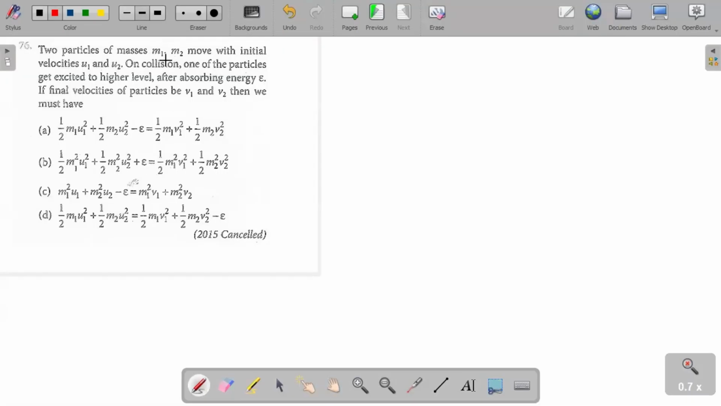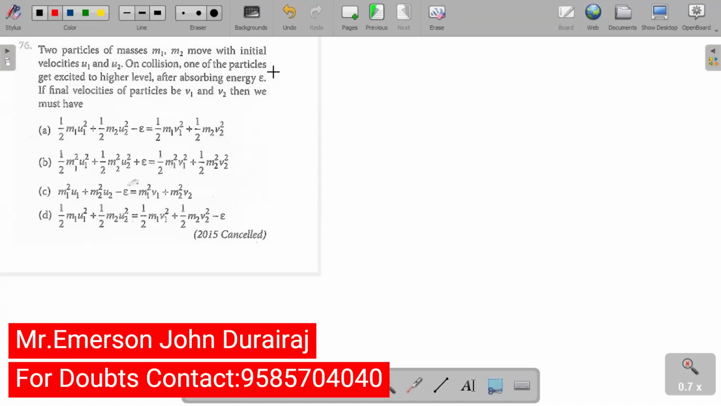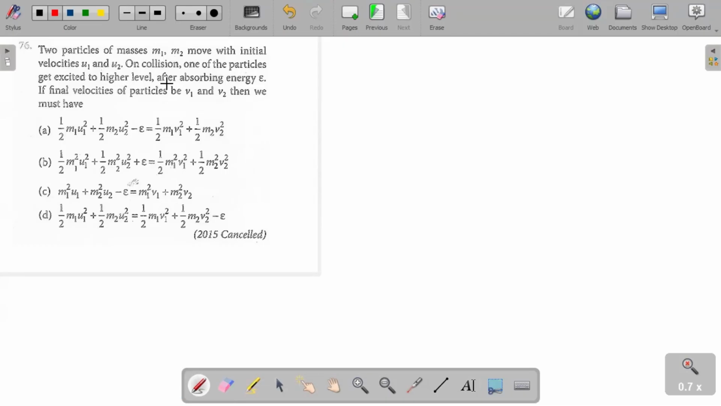Two particles of mass m1 and m2 move with initial velocities u1 and u2. On collision, one of the particles gets excited to a higher level after absorbing energy E. The final velocities of the particles are v1 and v2. We want to have a relation.